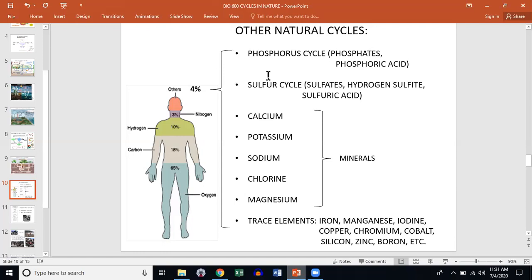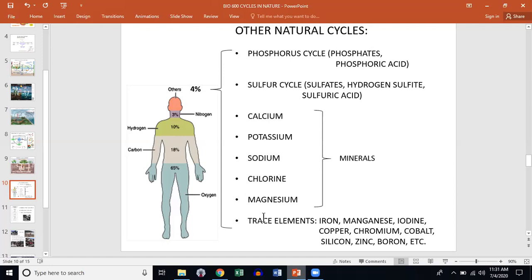So I give you a list here of the other elements. For example, phosphorus, which has its own cycle, phosphates and phosphoric acid and so forth that circulate in metabolism. Sulfur also is needed for life, so phosphorus, sulfur, in different substances that we have in the body. And then come the minerals: calcium, potassium, sodium, chlorine, magnesium, right? They also make up part of the 4%, these minerals, the electrolytes that we need for living.